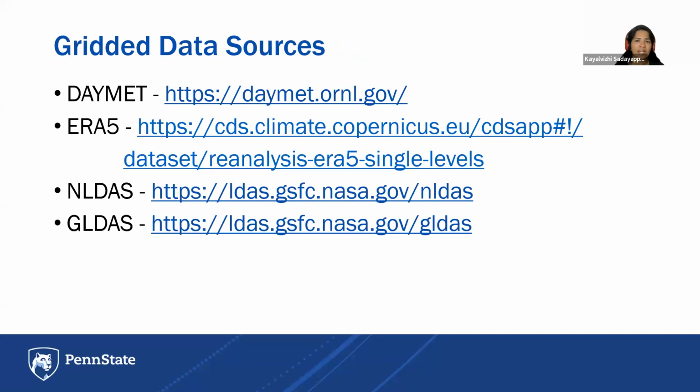In case you can't find any weather station near your catchment, or you have several catchments and you need to extract meteorological information for all of them, then it is best to go for a gridded data source. Some of the major gridded data sources are DayMet, ERA5, NLDAS, and GLDAS.